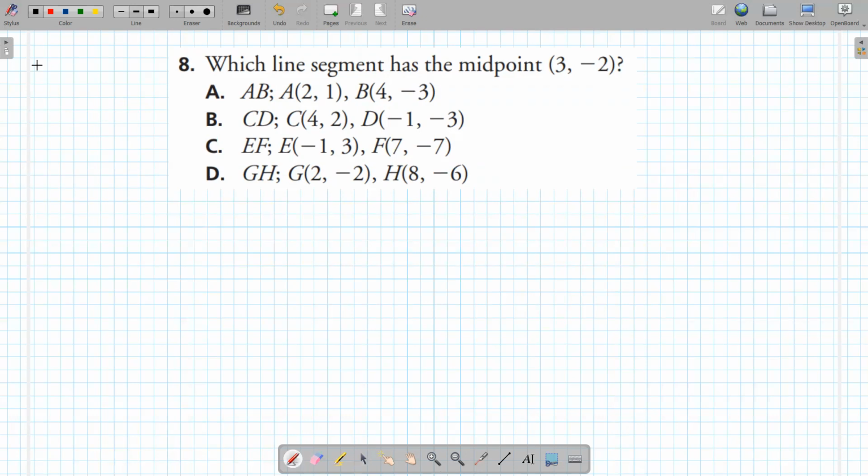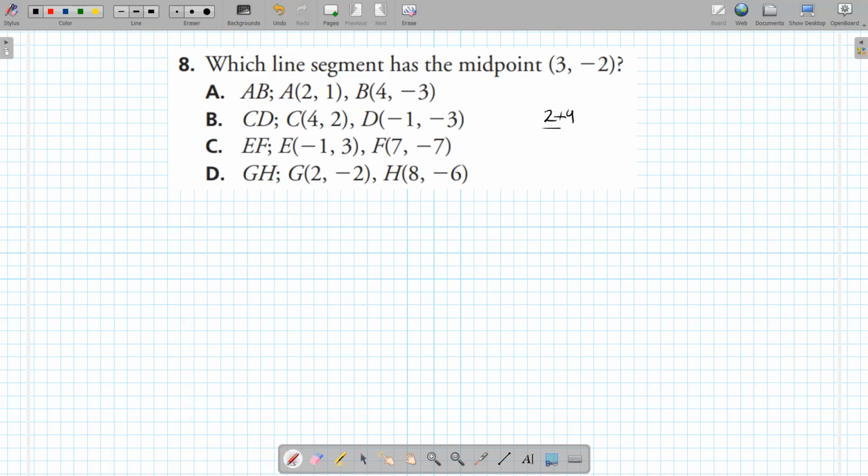Let's look at this question. Which line segment has the midpoint? Alrighty, how do you find the midpoint between 2 points? You add them and divide them by 2. Yeah, exactly. You add them, you divide by 2.